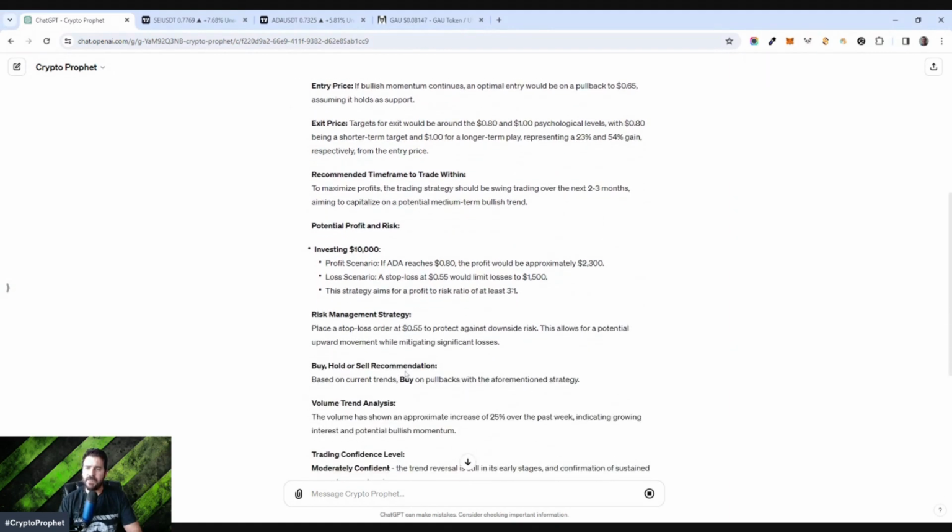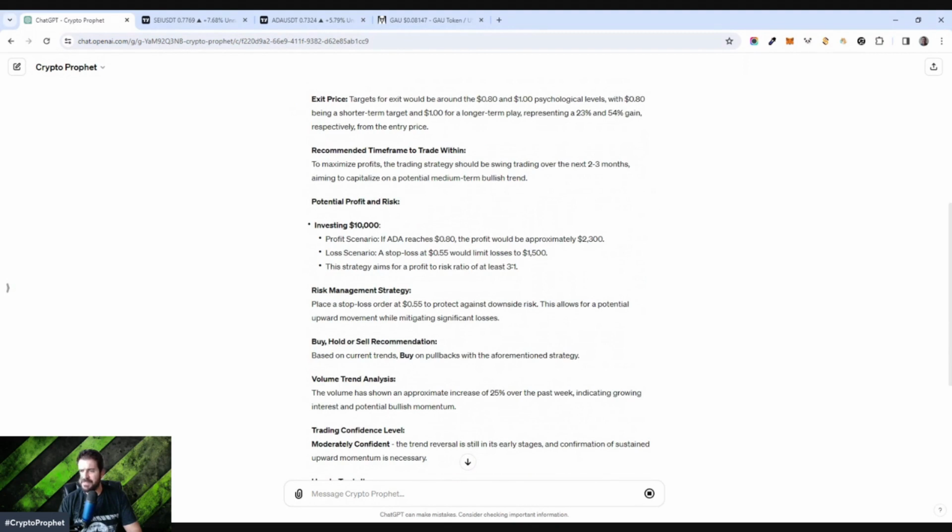And now it breaks down the potential profit to risk scenario. Investing $10,000, the profit scenario would be if it reaches 80 cents, you would profit about $2,300. And if you went up to $1, you would actually be significantly higher than that, right? About double that, about $4,000 or $5,000, which would be huge. The loss scenario is a potential stop loss at 55 cents, which would be a loss of about $1,500.